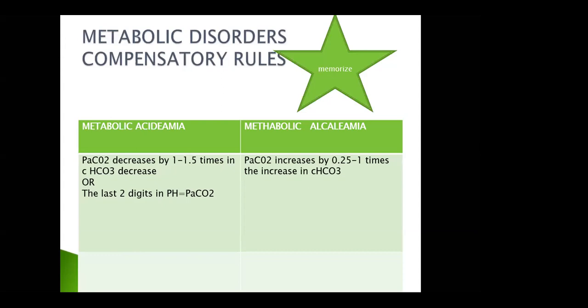So for metabolic acidemia, PaCO2 decreases by 1 to 1.5 times the decrease in bicarb, or the last two digits of the pH should be equal to PaCO2. It means in this case, the process is compensated. For metabolic alkalemia, PaCO2 increases by 0.25 to 1 times the increase in bicarb. These are compensatory rules. So if you see decompensation, you can tell that the patient's organism is compensating for some metabolic process.